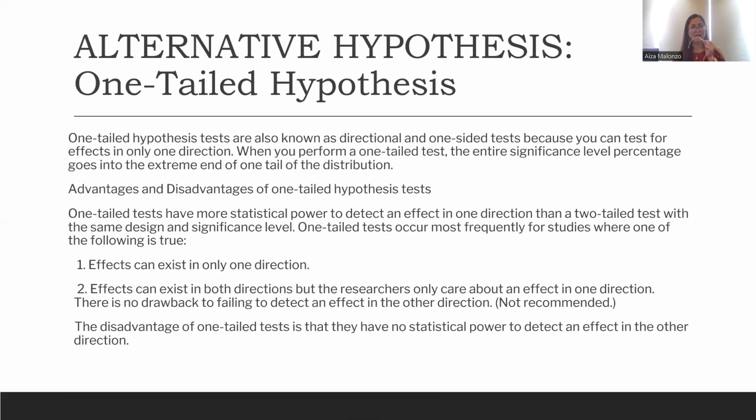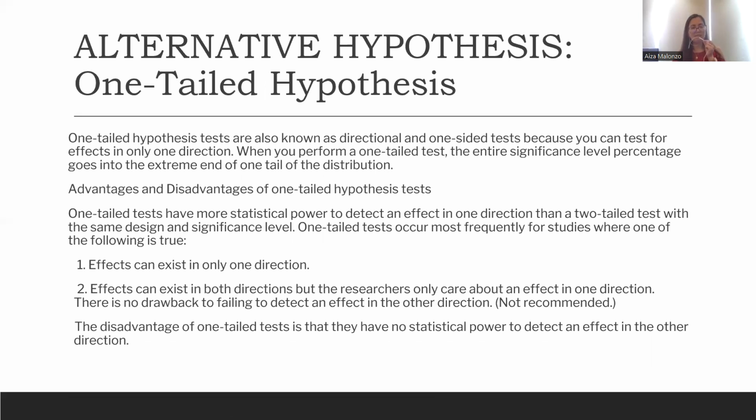Next, under the alternative hypothesis, there is what we call the one-tailed hypothesis and the two-tailed hypothesis. The one-tailed hypothesis is also known as a directional or one-sided test because you can test for an effect in only one direction. When you perform a one-tailed test, the entire significance level percentage goes into the extreme end, or in one end only.